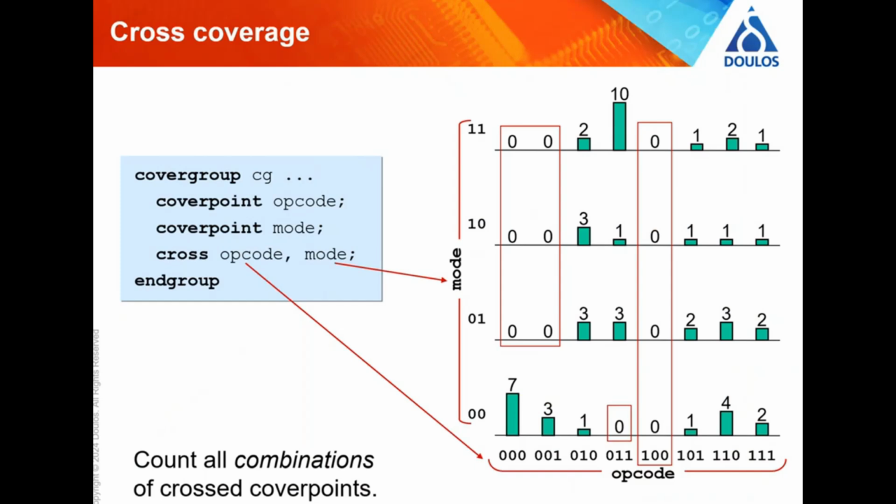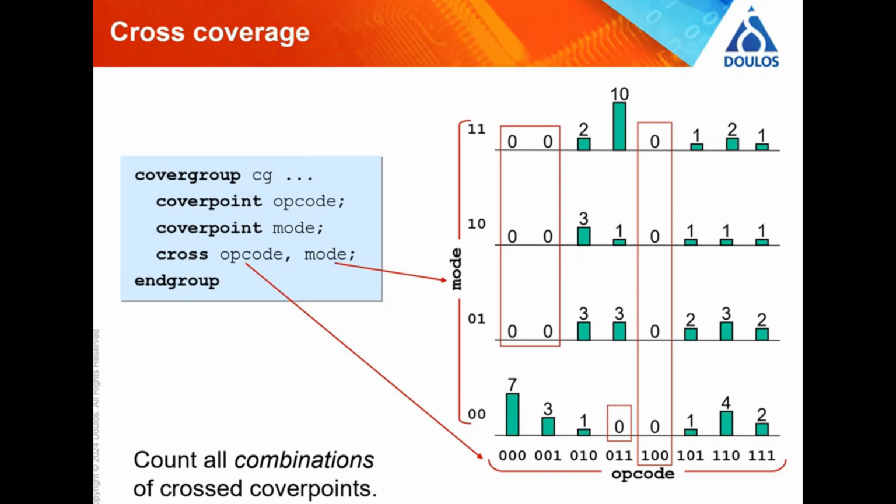And where coverage is really useful is when we cross our coverage. So we say, I want to see all possible opcodes crossed with all possible modes. And now we can start to see certain patterns here. Over here on the right, you see this big pattern where for opcode 0 and 1 and across these modes, if you saw that, that would clue you into something is not quite right.